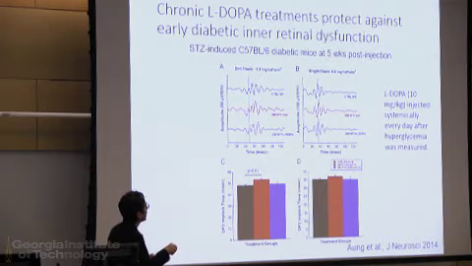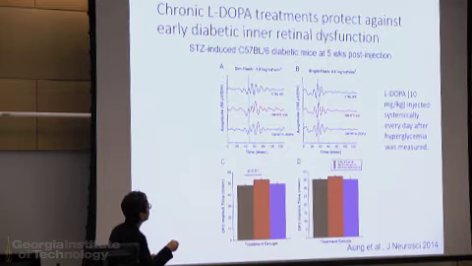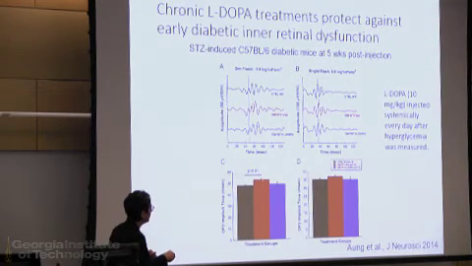So again, I'm showing you the oscillatory potentials. This is the dim flash and the bright flash. You can clearly see the delay in oscillatory potentials with the diabetic animals that have vehicle. And when we give L-DOPA, then we can preserve that response. And we see a little bit of that same sort of trend in the bright flash animals, but of course it's not really significant. And notice this is 5 weeks post-injection of the STZ. And you can see quantitatively the delay that we're able to prevent with the L-DOPA.